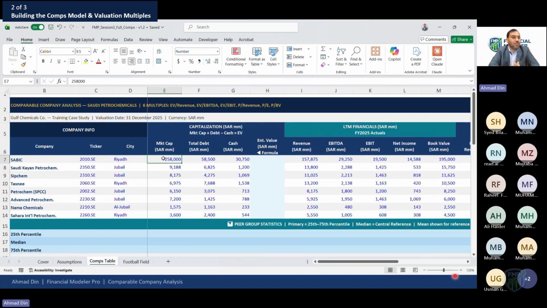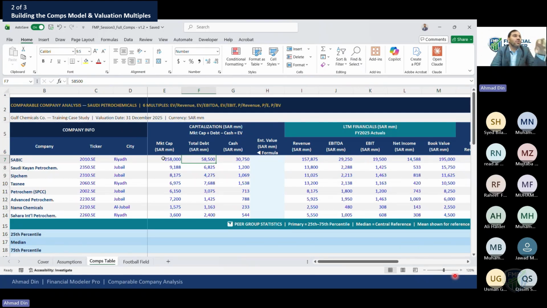I take the market cap of the company. So what's the market cap? It's 258,000 million. Then the debt of the company, total interest bearing debt. This is from the historical financials, last 12 months financials. Then cash, the closing cash of the business.